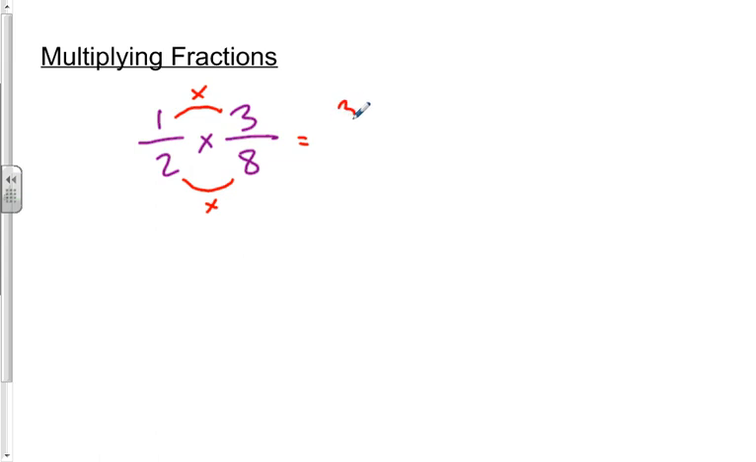1 times 3 is 3. 2 times 8 is 16. There's nothing we can simplify there because 16 doesn't share any factors with 3. And so that's our final answer. Now it's important to remember that in maths, the word 'of' can often mean multiply. So if I wanted 1/4 of 2/9, really that's 1/4 times 2/9.